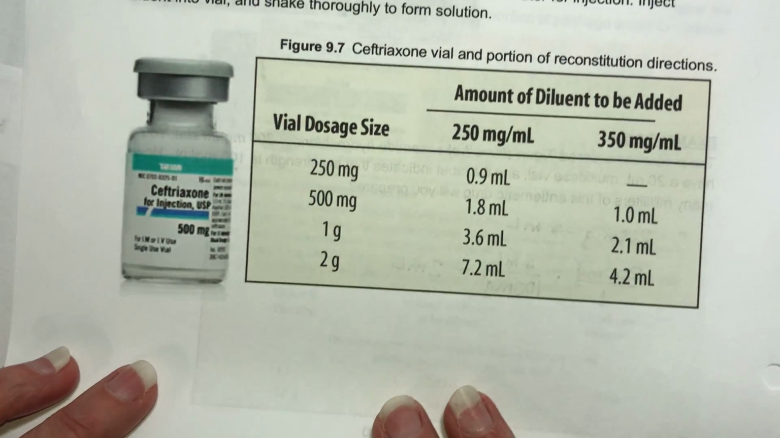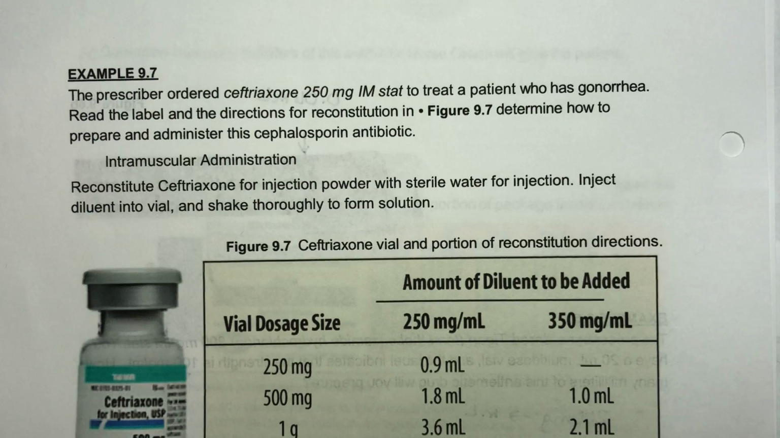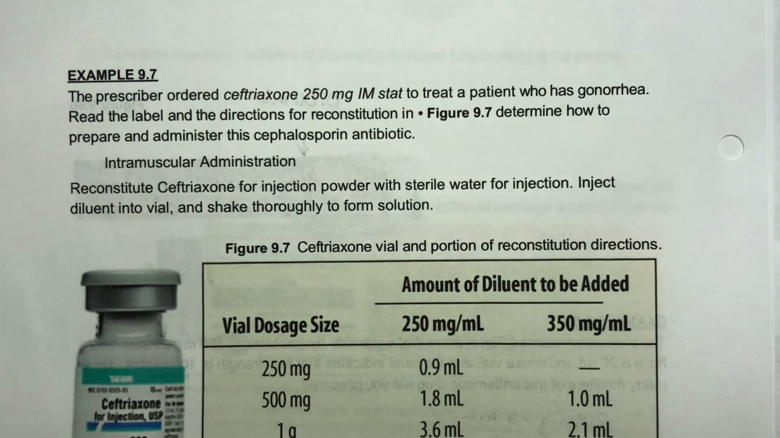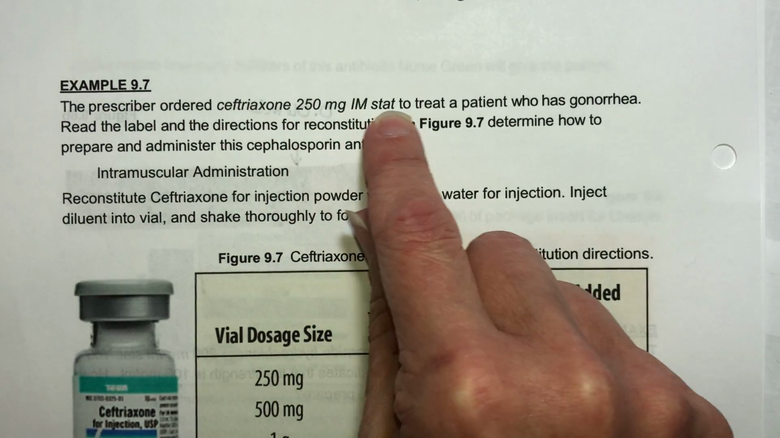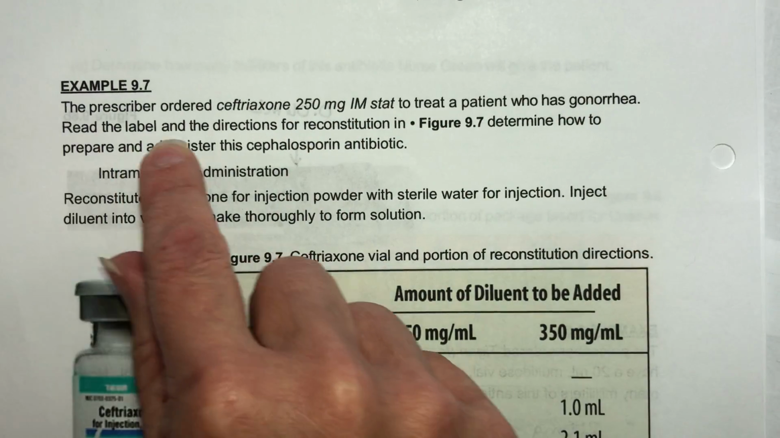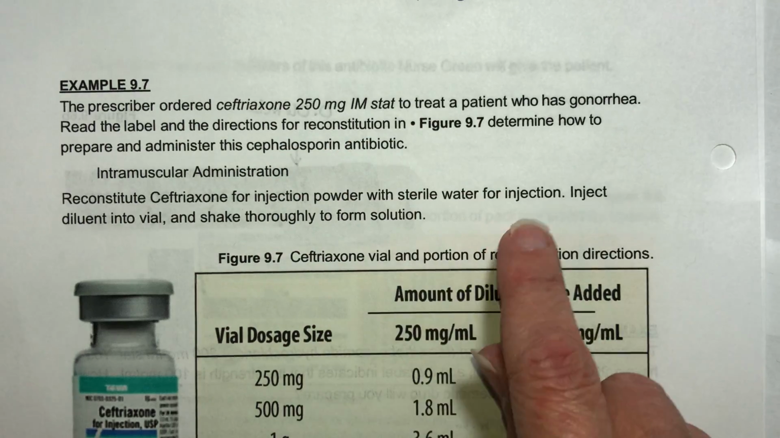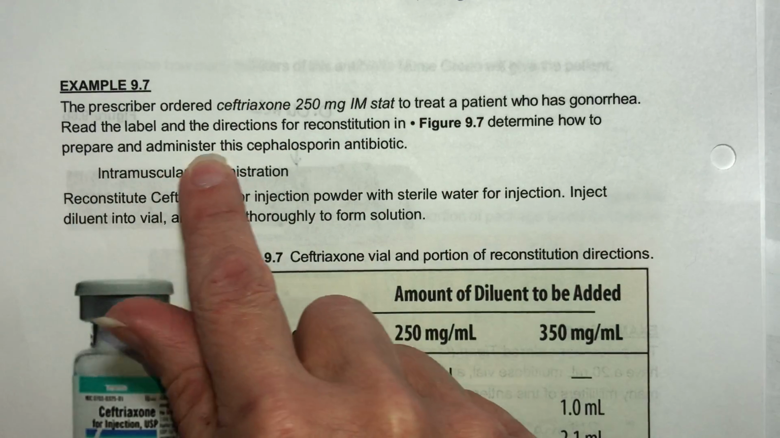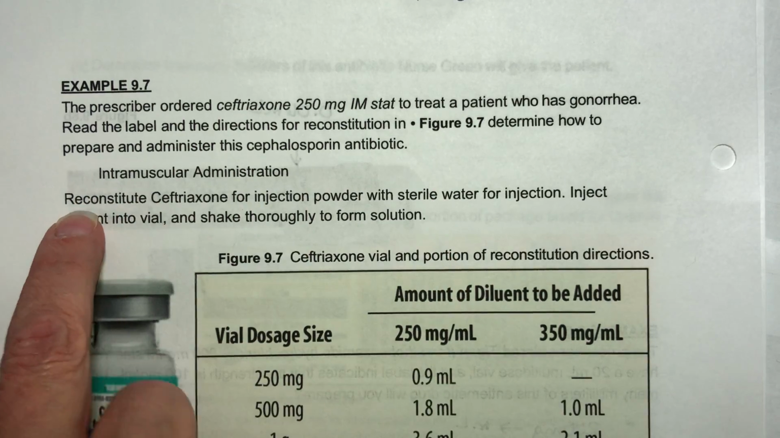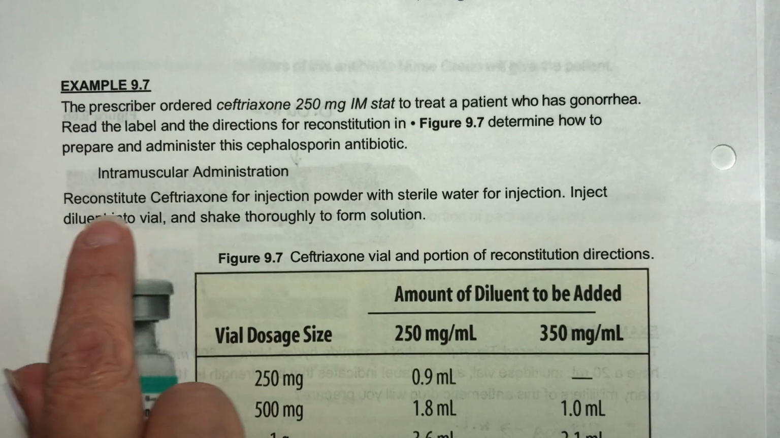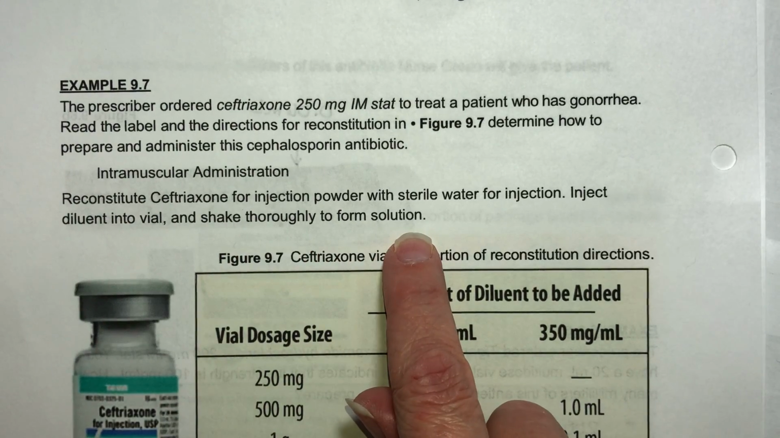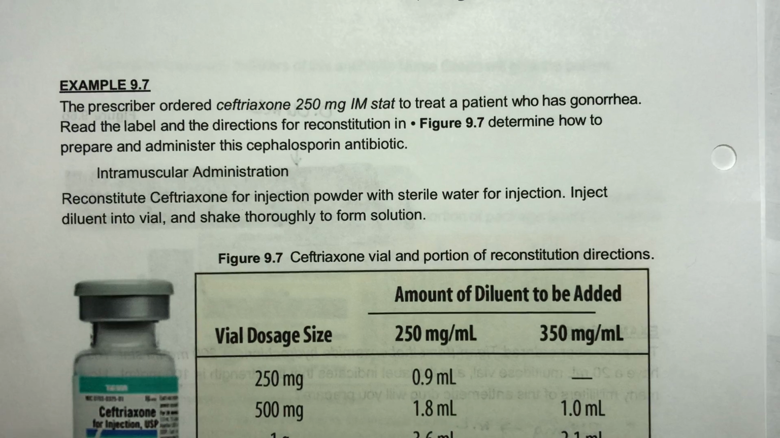Okay, so 9.7. This one's a bit tricky. It's got a lot in there. The prescriber ordered this drug, 250 milligrams stat, to treat a patient who has gonorrhea. Read the label and the directions for reconstitution and determine how to prepare and administer this antibiotic. The instructions say reconstitute the drug with sterile water. Inject diluent into vial, shake thoroughly to form a solution. So we're going to have to add a diluent to this, and we need to make sure we do the right one so that we end up with the correct strength.